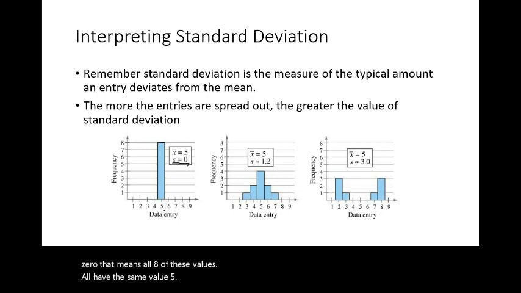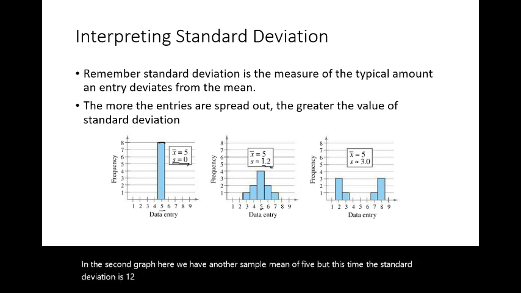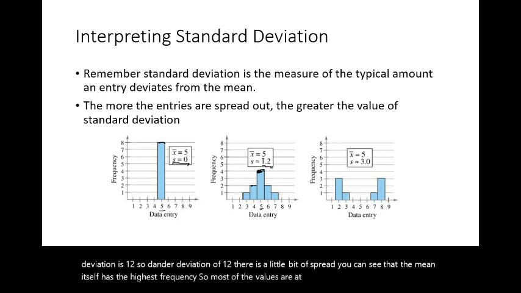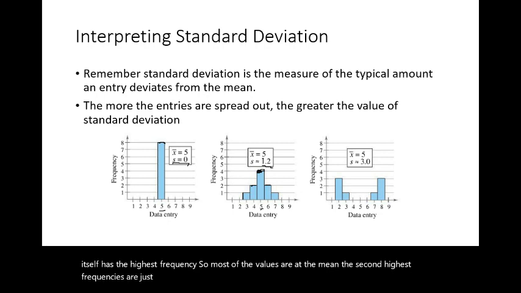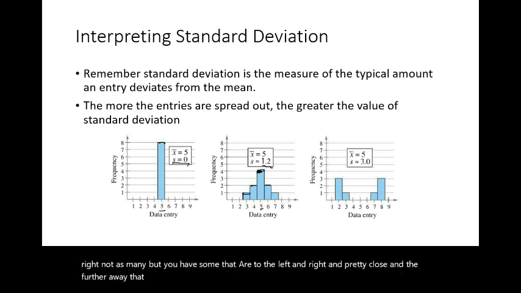In the second graph here, we have another sample mean of 5, but this time the standard deviation is 1.2. So with a standard deviation of 1.2, there is a little bit of spread. You can see that the mean itself has the highest frequency, so most of the values are at the mean. The second highest frequencies are just right around the mean itself, just a little bit to the left and a little bit to the right. Not as many, but you have some that are to the left and right and pretty close. And the further away that you get from the mean, the fewer data entries there are. So there's only 1 here at 3 and only 1 here at 7, and there's nothing past that.